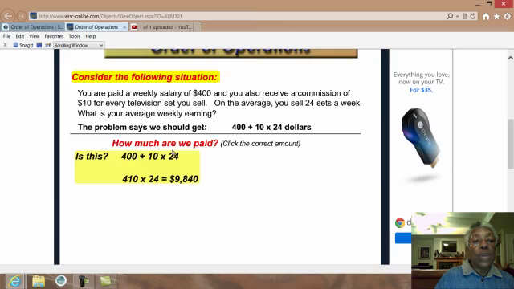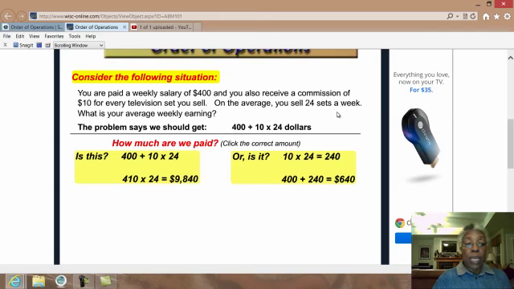Consider the following situation. You are paid a weekly salary of $400 and you also receive a commission of $10 for every television set you sell. On the average, you sell 24 sets a week. What is your average weekly earning? The problem says we should get $400 plus $10 times $24. How much are we paid?